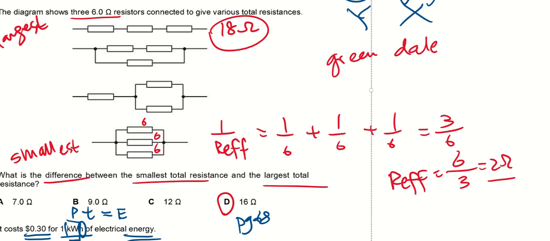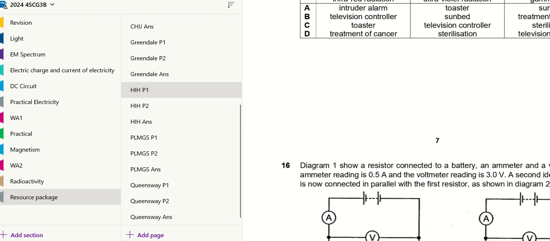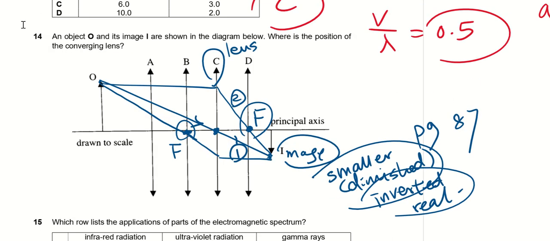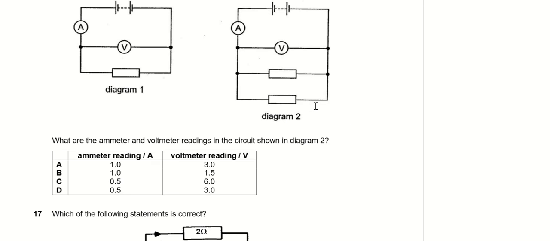Okay, so the next question is from Holy Innocents. Question 16 and 17. This is actually on page 89, I think. Okay, Holy Innocents, question 16 and 17.